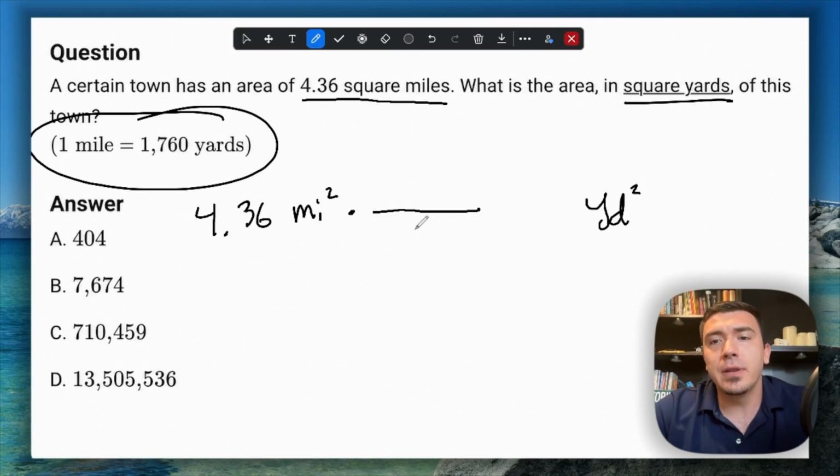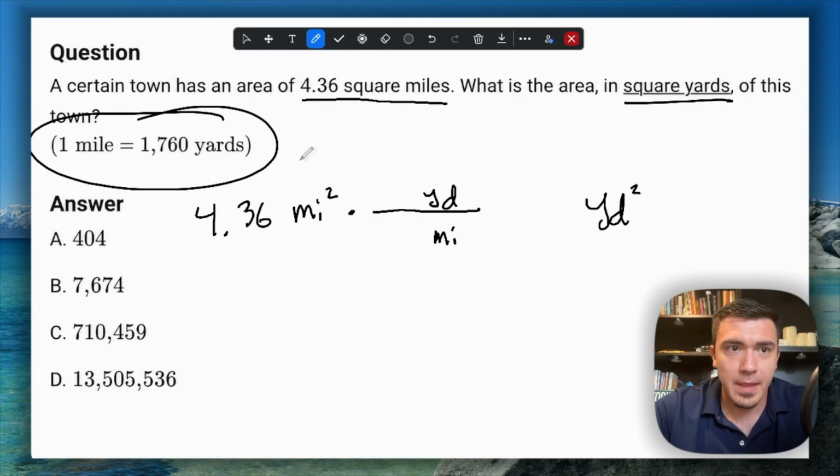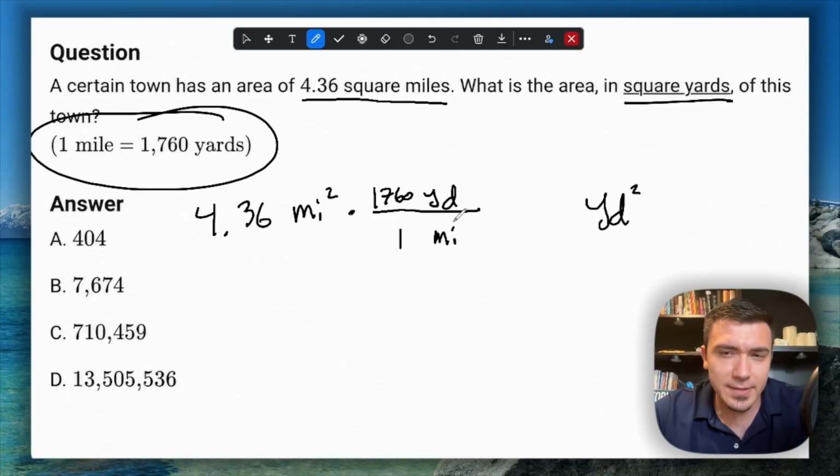Well, the one I should put on the bottom should cancel out this one, because I'm looking to cancel out miles so I can have yards, right? So I'll put miles on the bottom so these can cancel out. Therefore, I must put yards on the top. I have 1 mile for 1760 yards. Put that on the top, but I have one little issue. My miles does not cancel out with square miles.